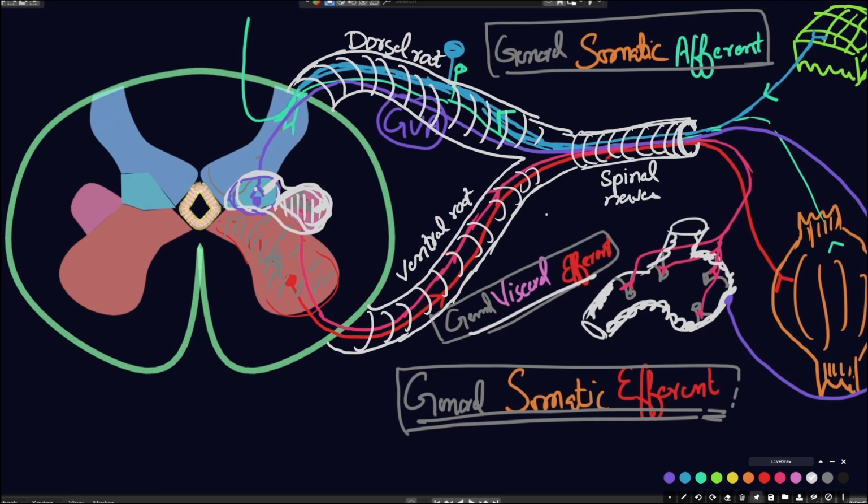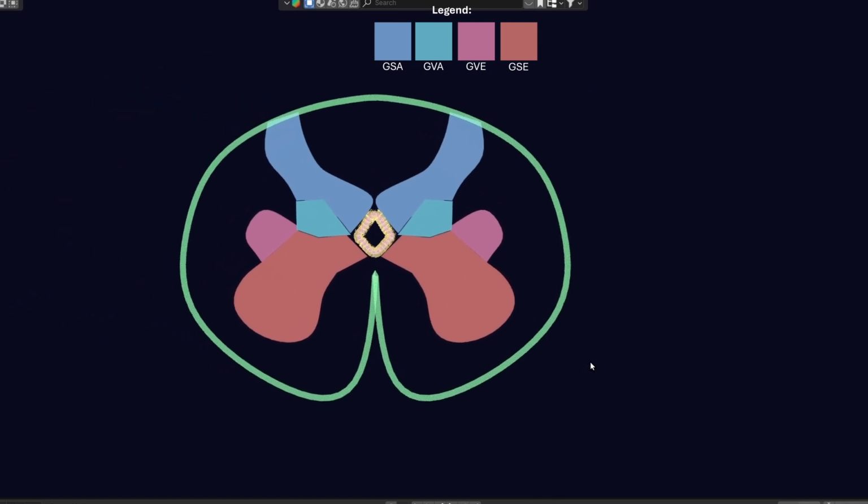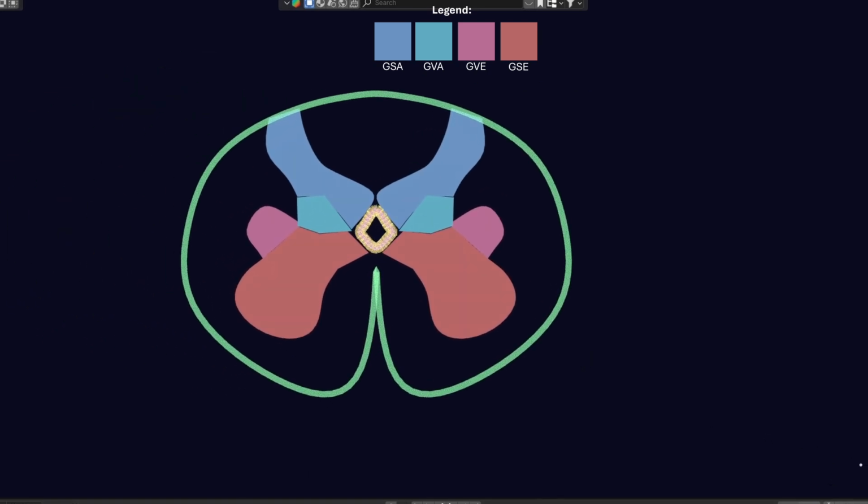We have also discussed previously in another lecture series on general visceral efferent, somatic efferent, and all these things. Now you understood all these structures. Let me write it again quickly, that this is the general somatic efferent, this is general visceral efferent, and this is general somatic efferent, right? So these are the neurons that are there in the spinal cord.